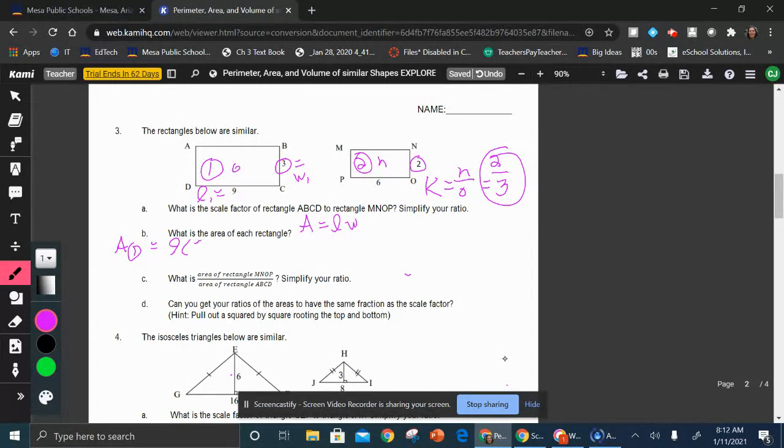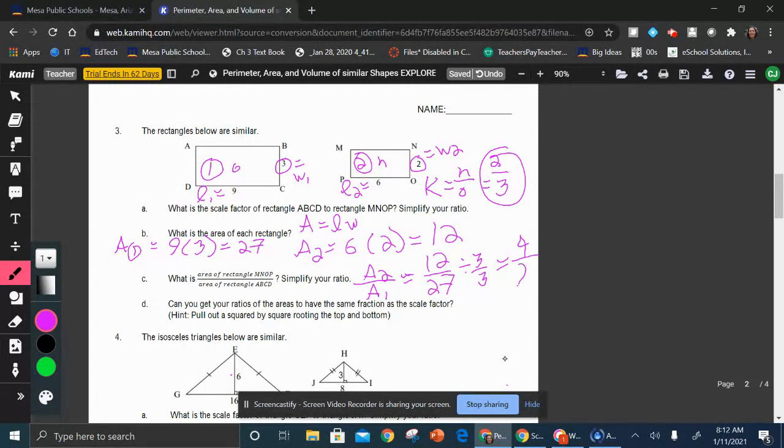So 9 times 3, which is 27. Area for the second one is going to be equal to length times the width. Okay, so 6 times 2, which is 12. It says we want to do the ratios, so area of 2 over area of 1. So that's going to be 12 over 27. We can divide both of those by 3 to get 4/9.